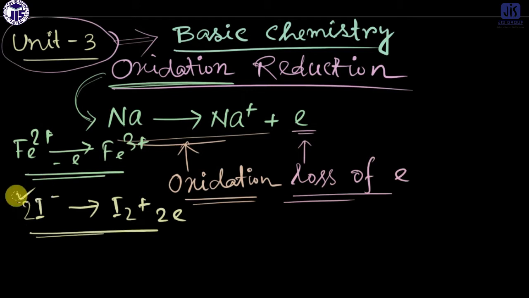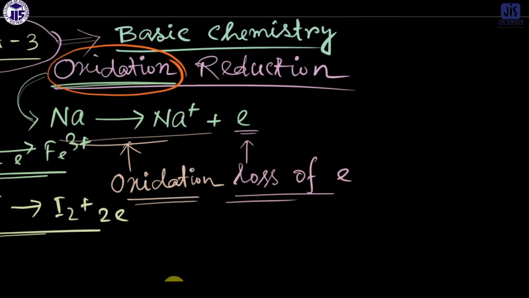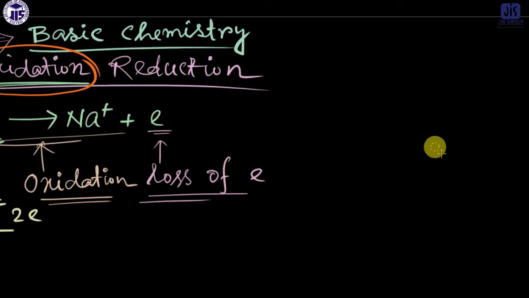So in this way, for the neutral atom, for cations, or for anions, in any case where there is loss of electrons, it is obviously called an oxidation reaction.